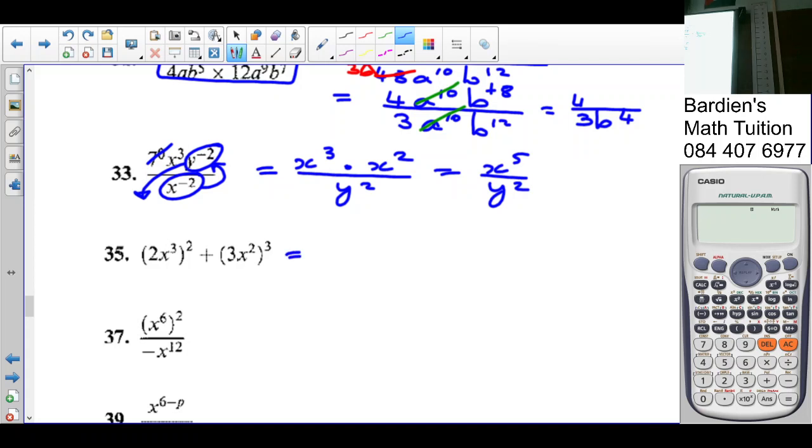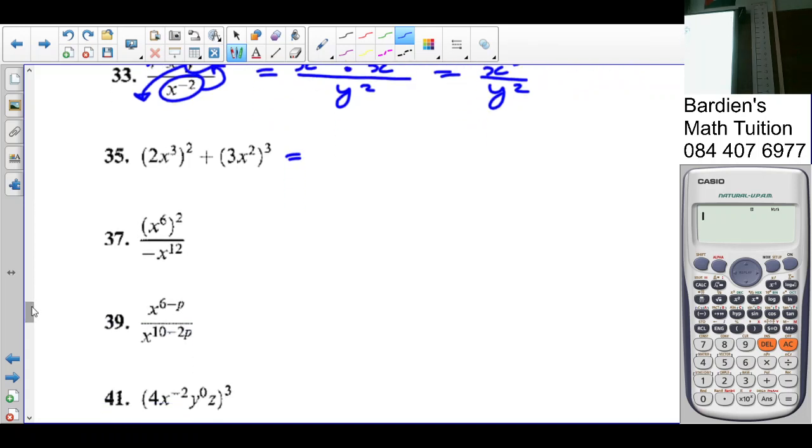Next. Let's sort out the exponents first. 2 squared is 4. X6 plus 27. 3 cubed is 3 times 3 times 3. X. What do you notice now? What do you notice now? Like terms. 27 plus 4. 31. X6.